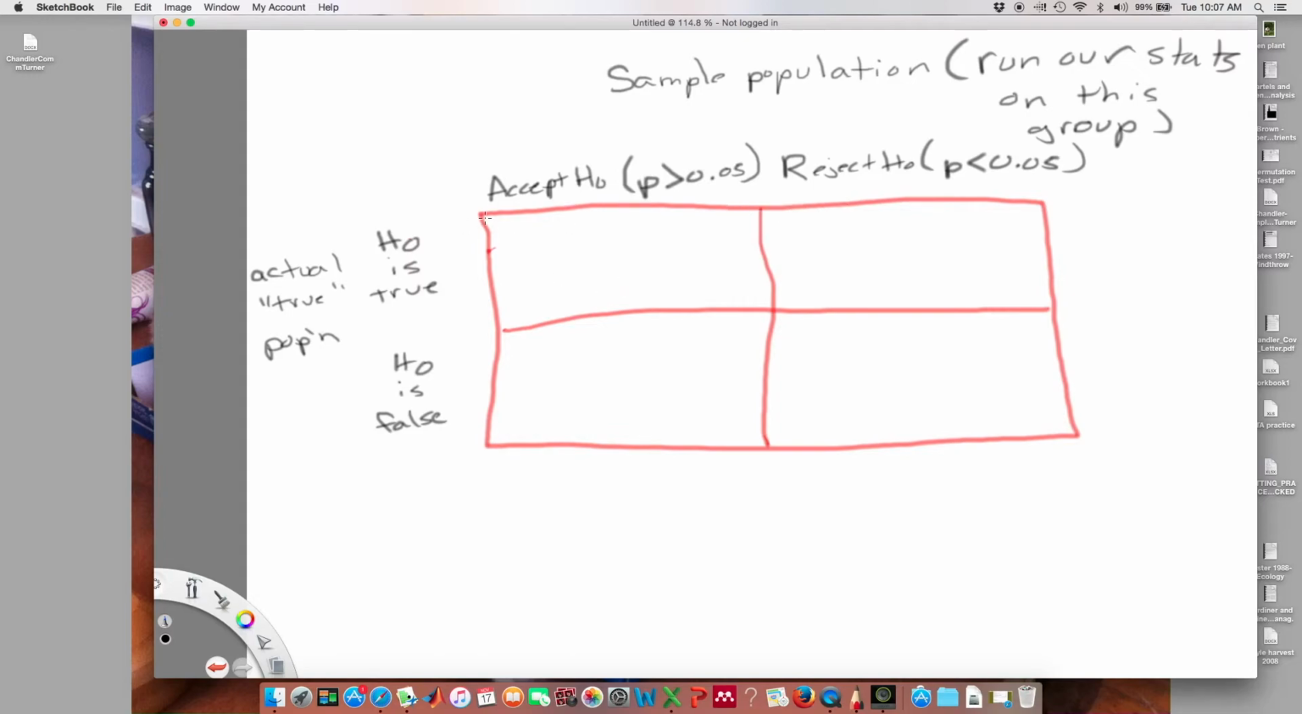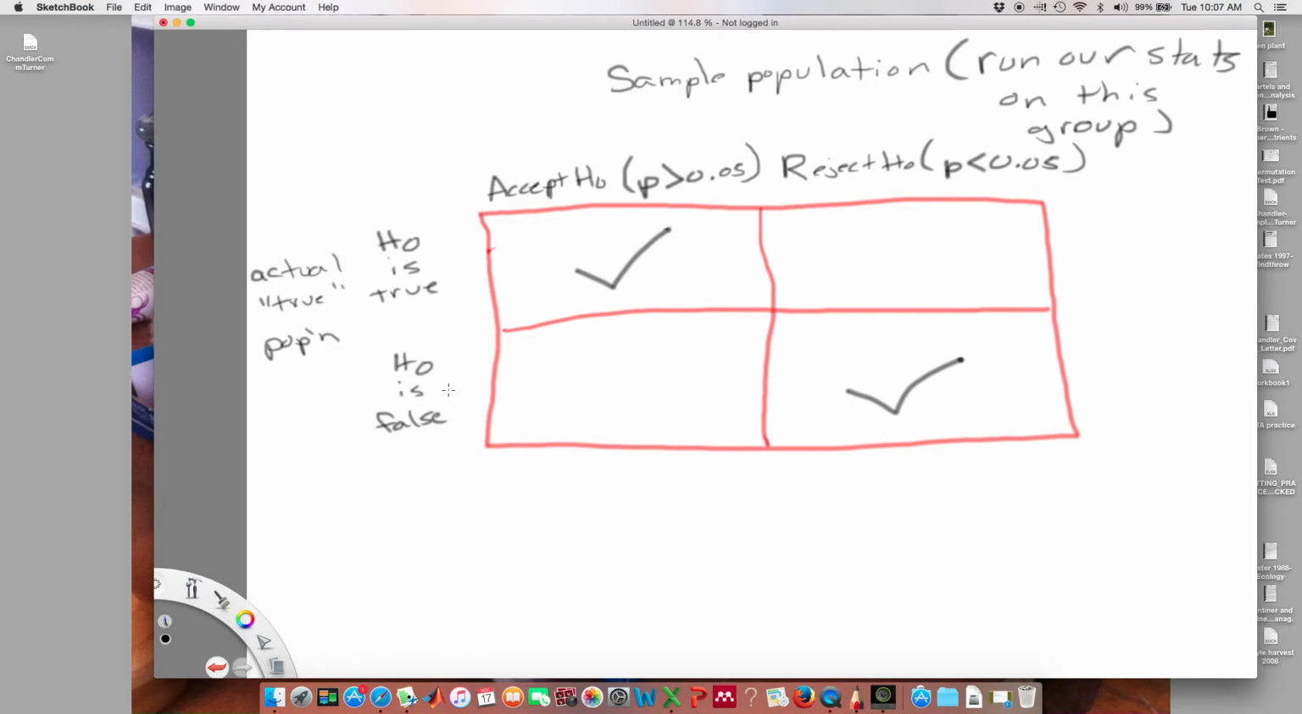All right. So let's say that the null hypothesis is true. There are no differences among means. And we accept this null hypothesis saying, yeah, we really did see no differences among means. Well, that's wonderful. We got the correct answer. Let's say the null hypothesis is false and there really are differences among means. Well, in our sample population that we ran our stats on, we rejected the null hypothesis. So we did well there also.